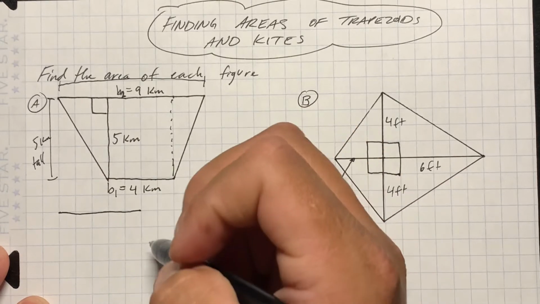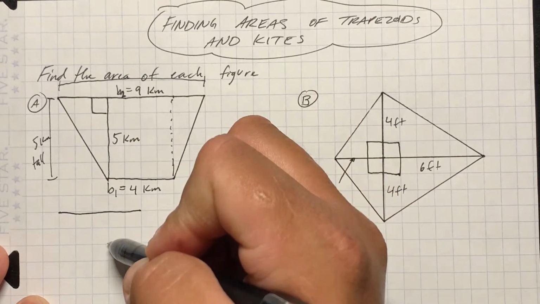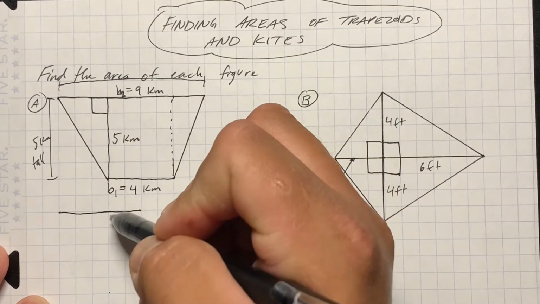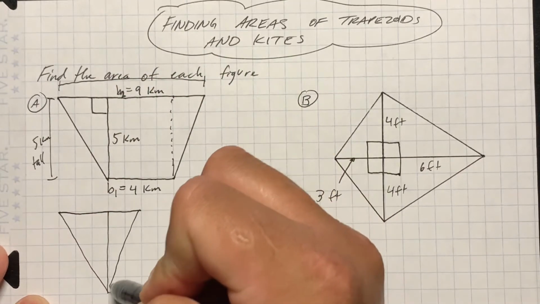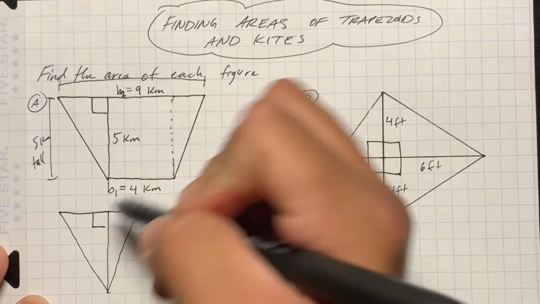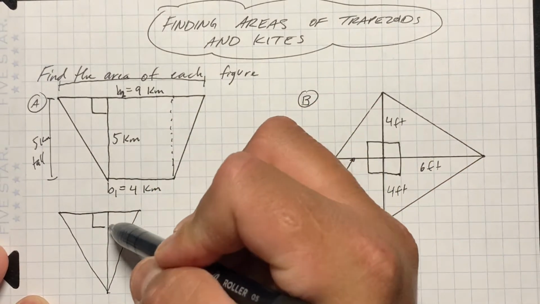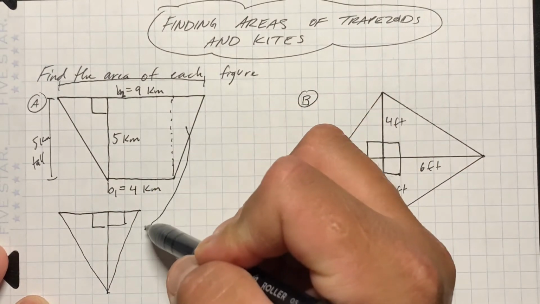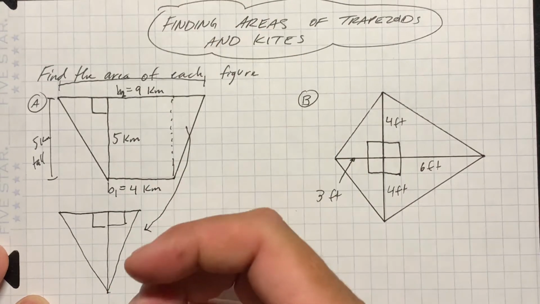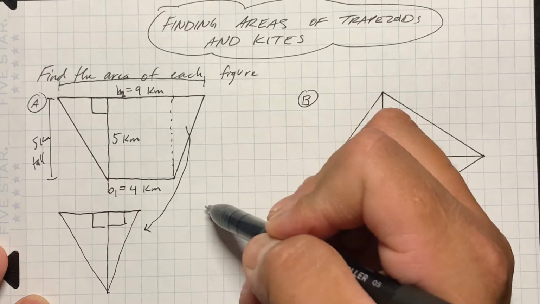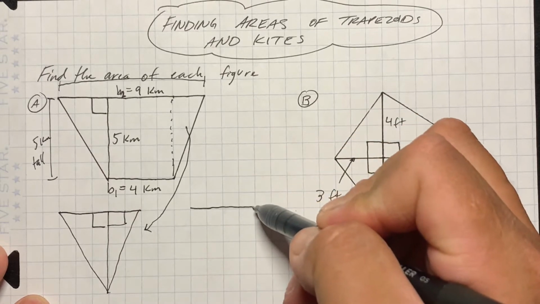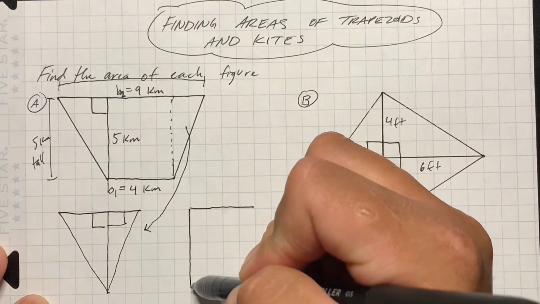Because it's 5 kilometers tall, what we did was we just brought this right over. So this here, we cut it off with scissors and we just brought it over. So now you have that triangle there, and let's see, 4 and then 5.